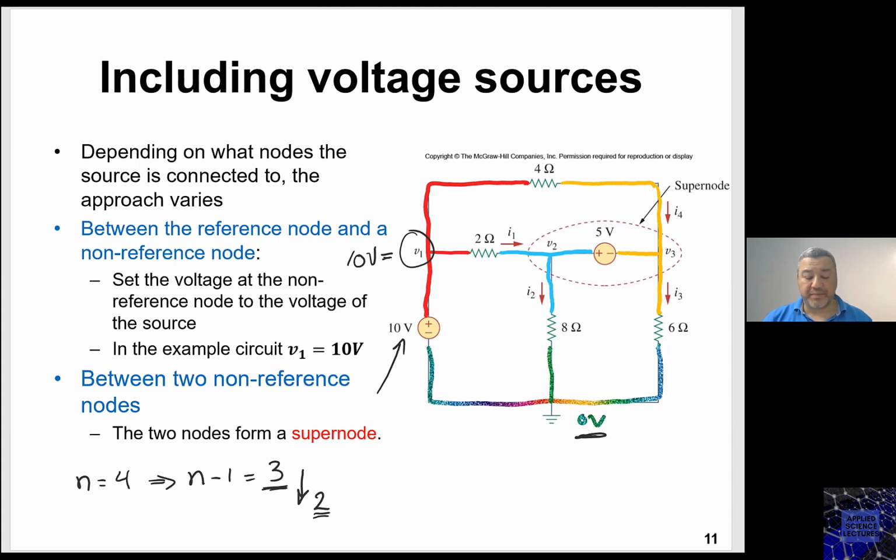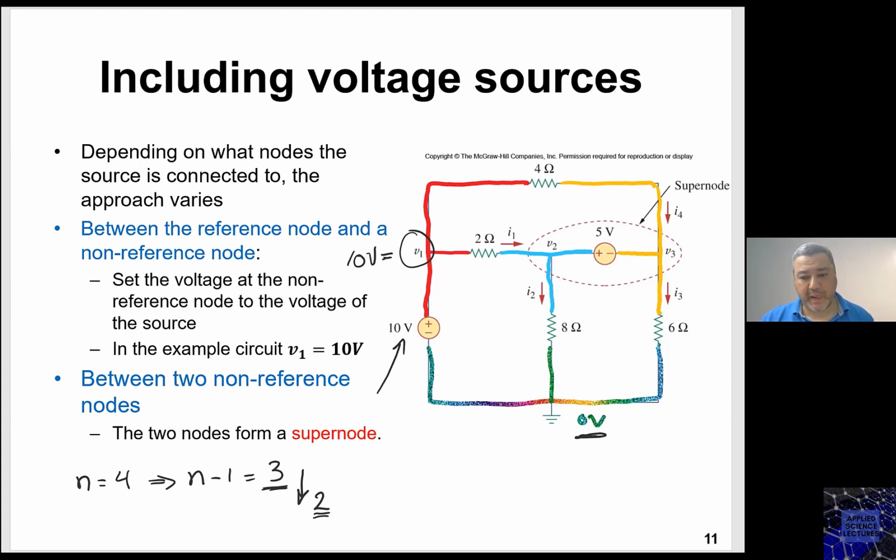Sure. Yes, go ahead. So you're saying V1 and V2, for example, can form one supernode? No, I haven't talked about the supernode yet. I am coming to the supernode. Right now, I'm only talking about a voltage source that is connected between the reference point and my variable node voltage. So that 10 volt voltage source connected between my reference and my variable V1 made that variable known. It's not variable anymore. Now it becomes 10.